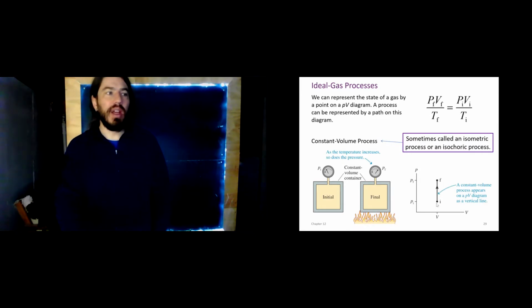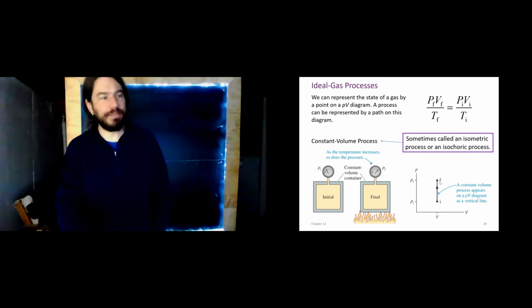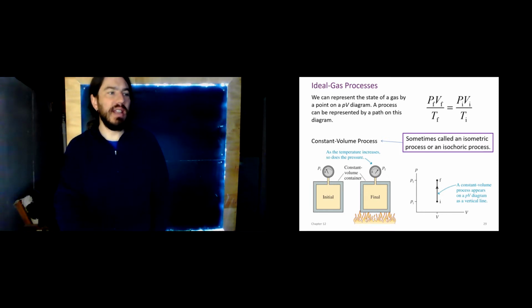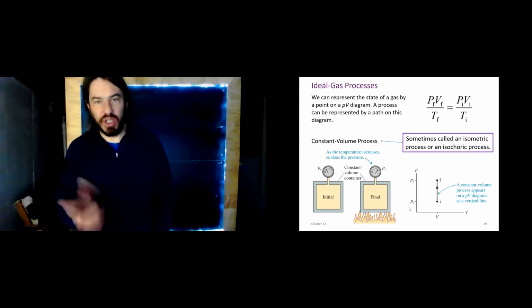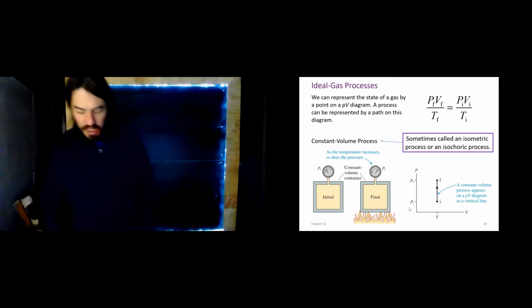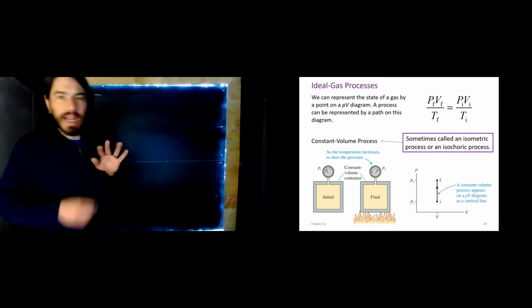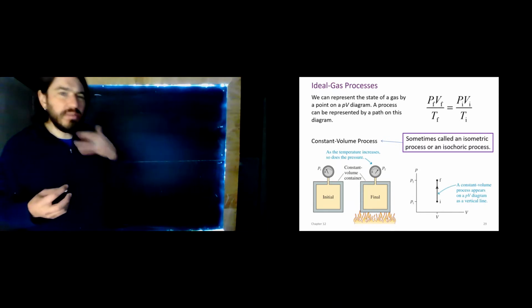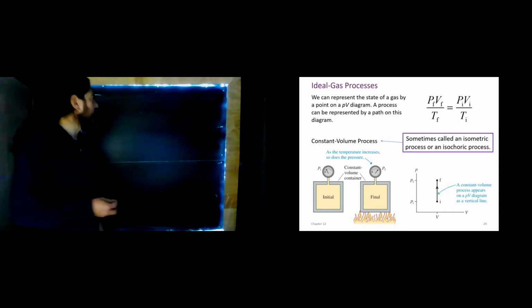So for example, if this gas moves from an initial point here to a final point here, then we could represent it as a little arrow, a line connecting the initial and the final points in the PV diagram. Notice that in this particular process, we see a constant volume and a changing pressure. In this case, we're imagining we've got a container of gas, and we're manipulating this container of gas somehow.